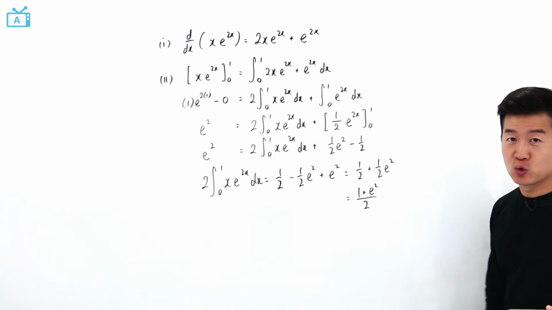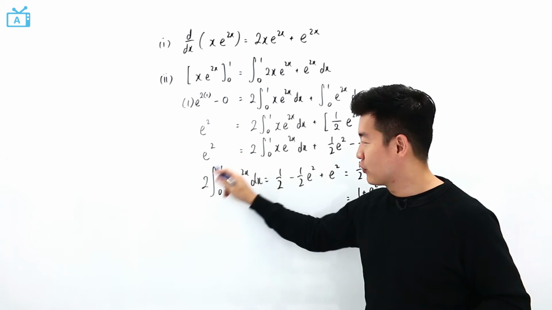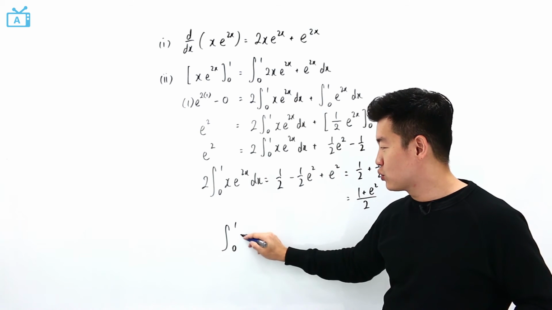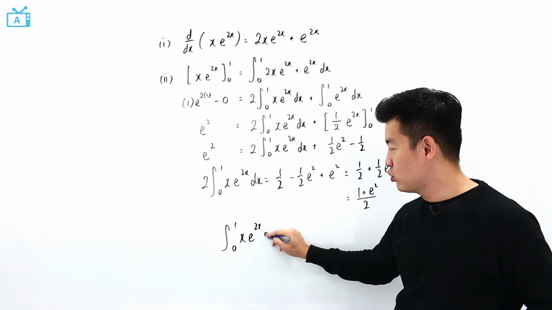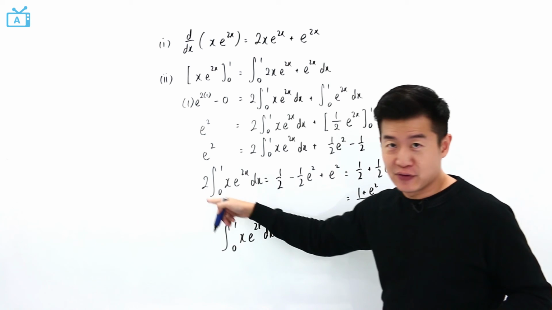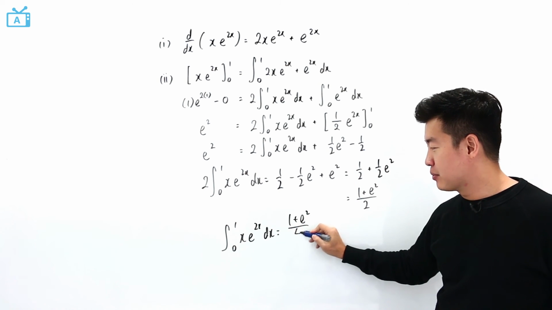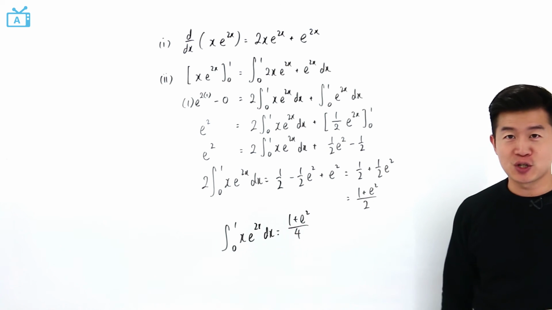which is 1 plus e to the power of 2 divided by 2. So what the question wants us to prove is actually over here without the 2, which means that integration from 0 to 1 x e to the power of 2x dx is going to be, dividing the 2 over to the left hand side, 1 plus e squared divided by 4. And this is what the question wants us to show.